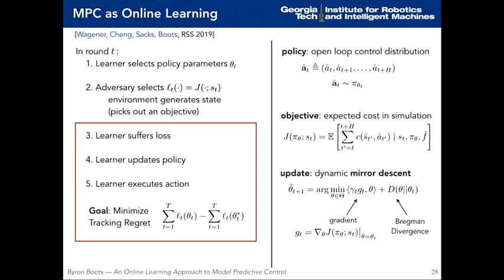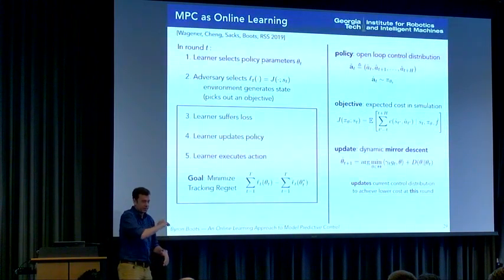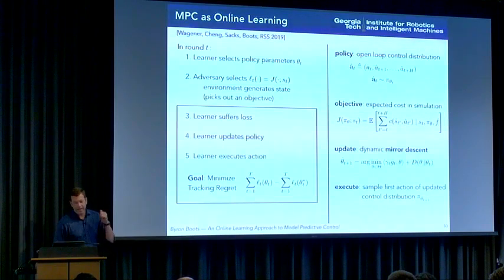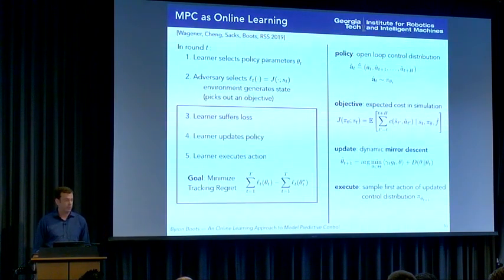So again, what this will do is result in an updated control distribution that performs better in simulation for the current state ST. Right, so we've proposed this open loop control distribution. The world tells us where in the simulator we're going to be, and we update that distribution so that it has lower expected cost for the current state. We're then going to execute by sampling a first action of the updated control distribution.